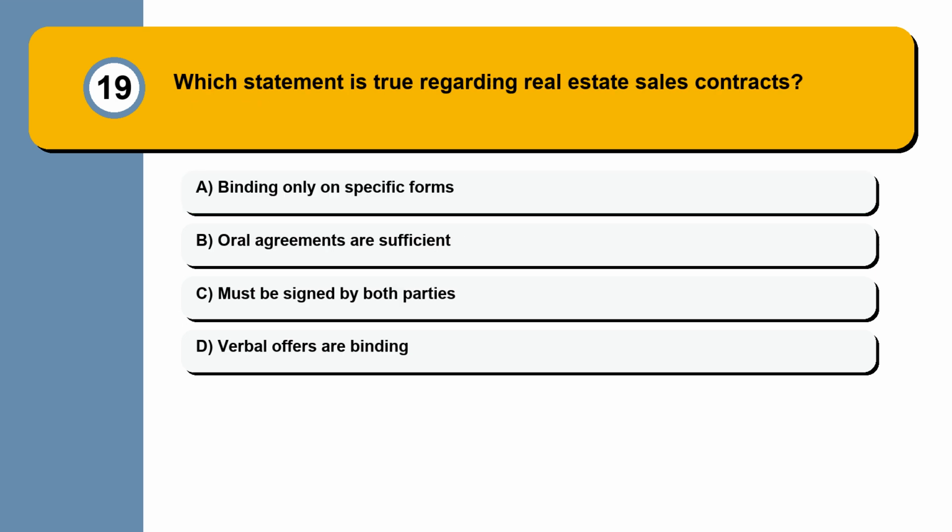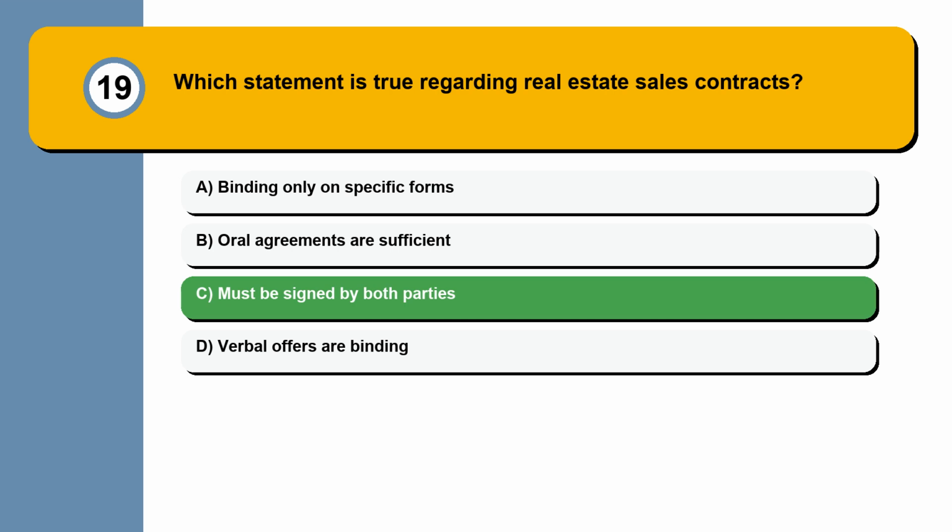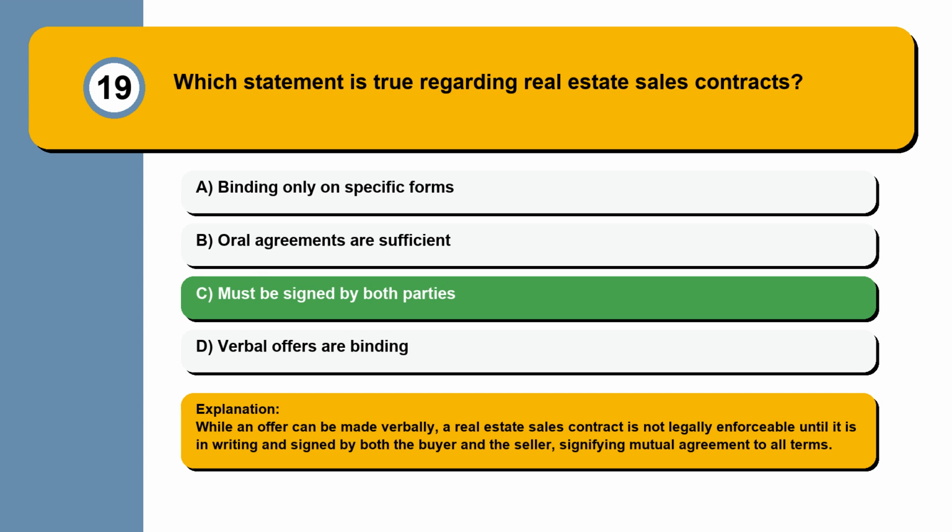Question 19. Which statement is true regarding real estate sales contracts? Binding only on specific forms. Oral agreements are sufficient. Must be signed by both parties. Verbal offers are binding. While an offer can be made verbally, a real estate sales contract is not legally enforceable until it is in writing and signed by both the buyer and the seller, signifying mutual agreement to all terms.